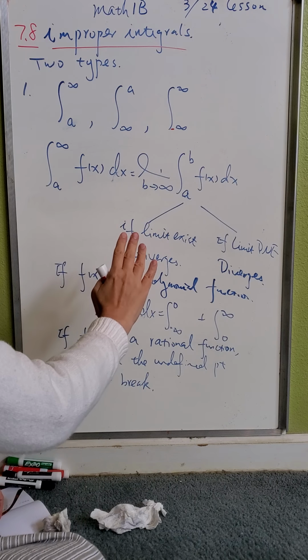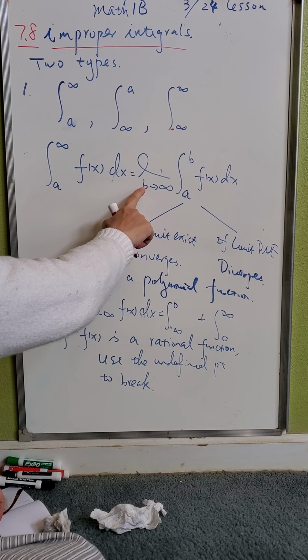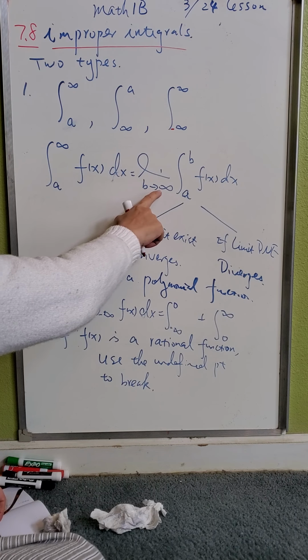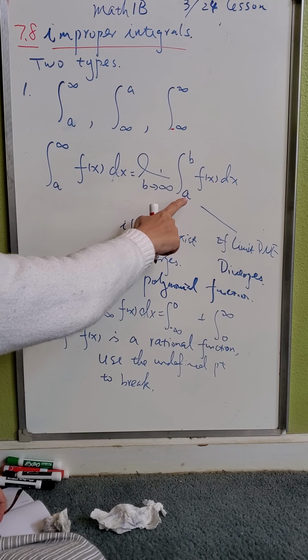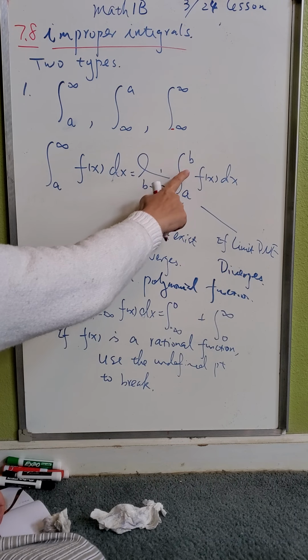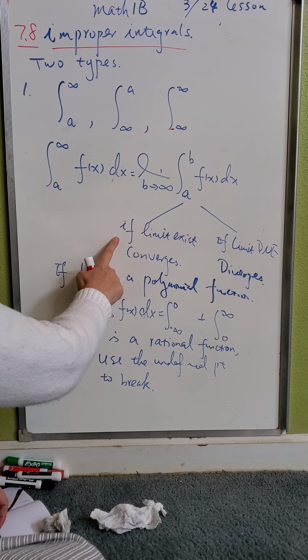You can only approach infinity. You cannot equal infinity. Therefore, we're going to let b approach infinity, and integrate from a to b. So this infinity is replaced by b, and then you will have two possible answers.